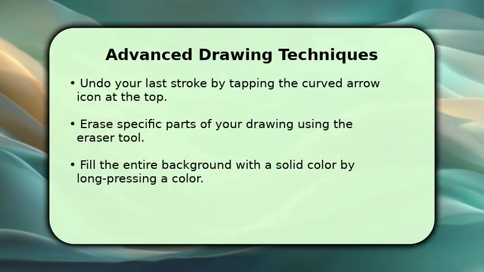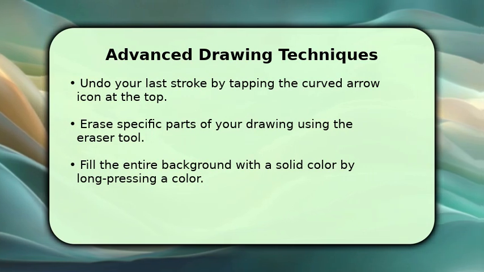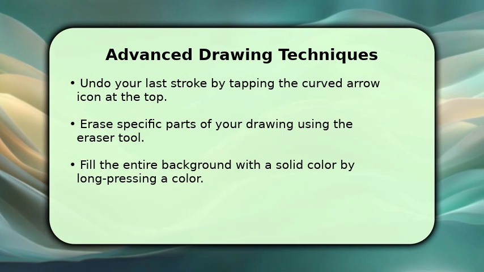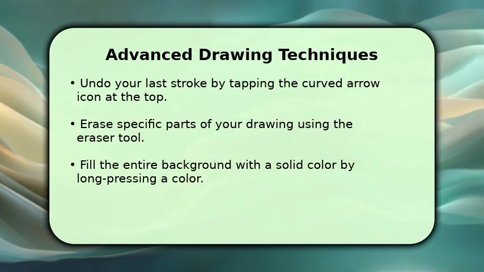If you make a mistake, don't worry. Just tap the curved arrow icon at the top to undo your last stroke. For more precise corrections, select the eraser tool to remove specific parts of your drawing.